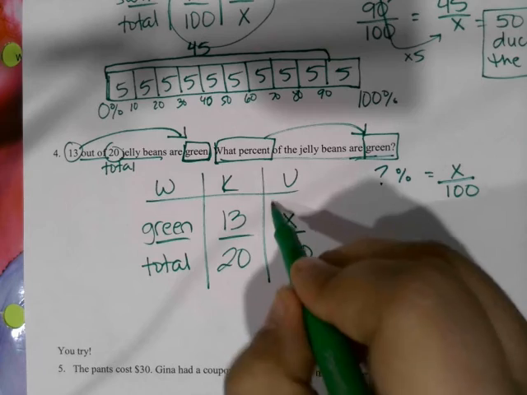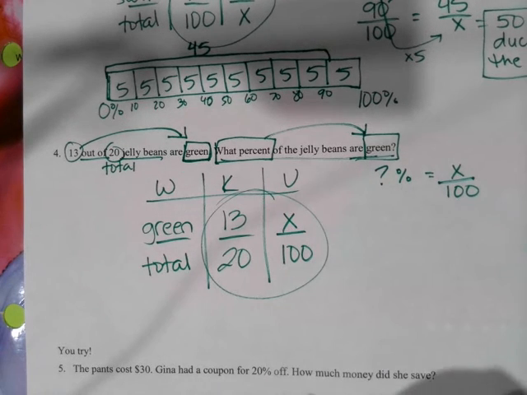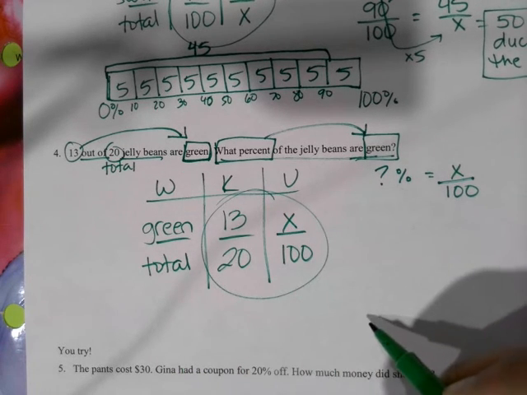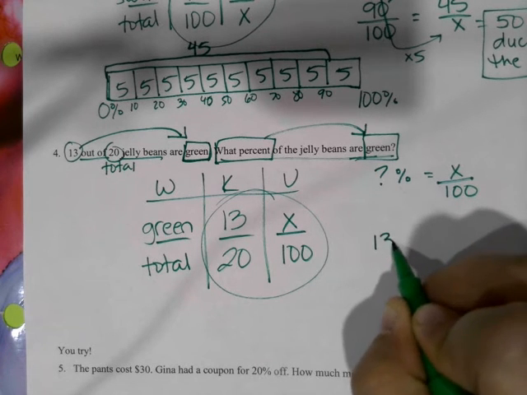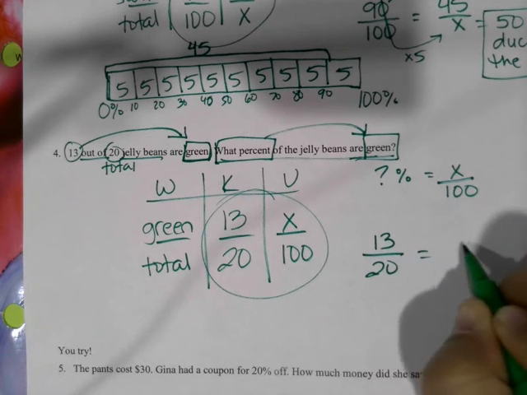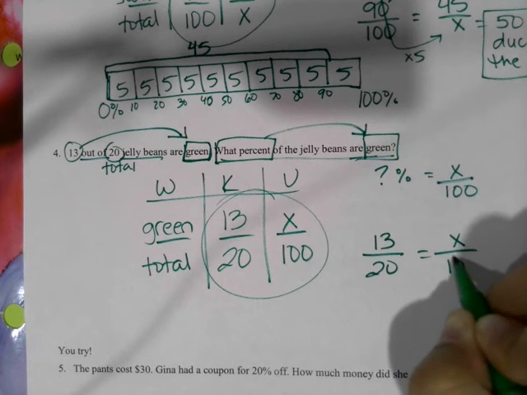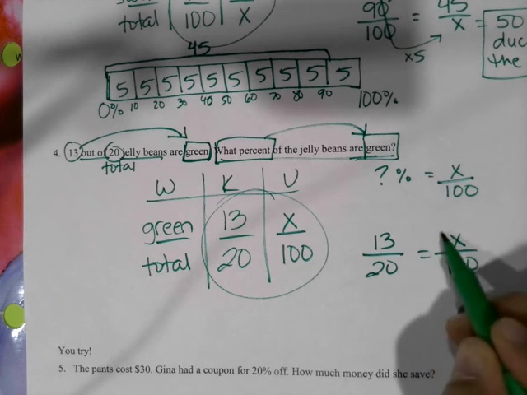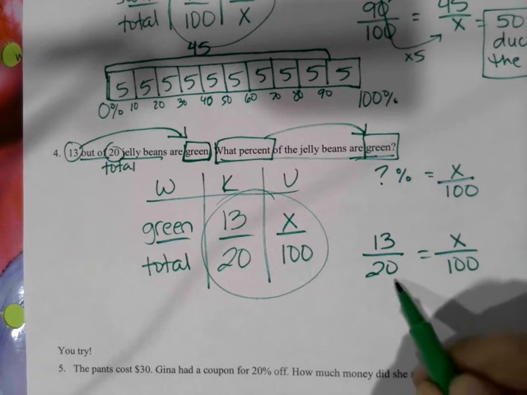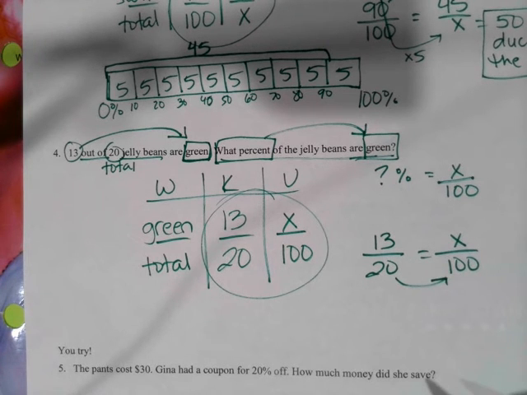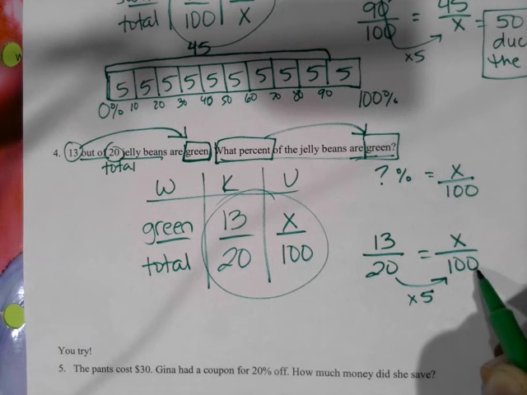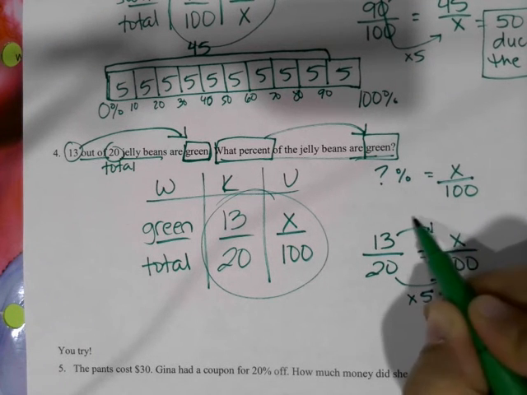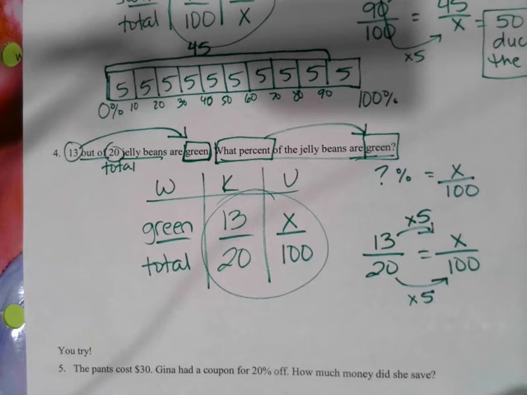And now we're going to solve that proportion. We can't do a strip diagram here because there's no percentages. So we're just going to take 13 over 20, set it equal to X over 100. Can't look for a relationship here because there's an X, but I can find one here. 20 times 5 gets me 100. Do the same exact thing here on top. 13 times 5 will get me my answer.